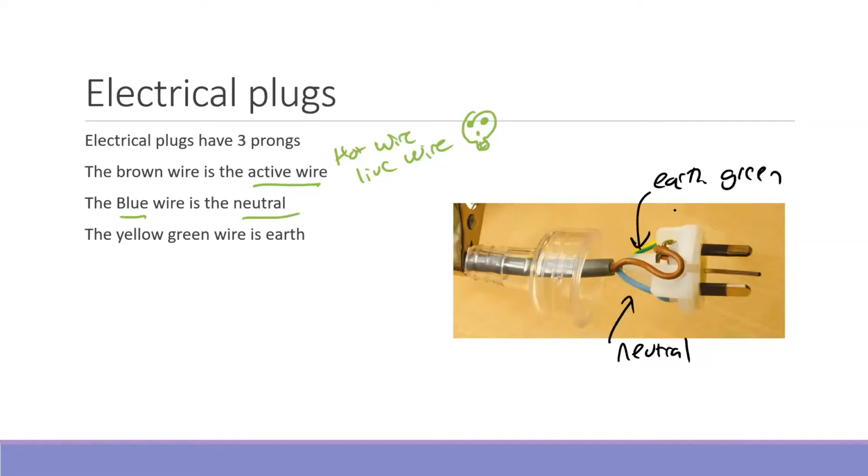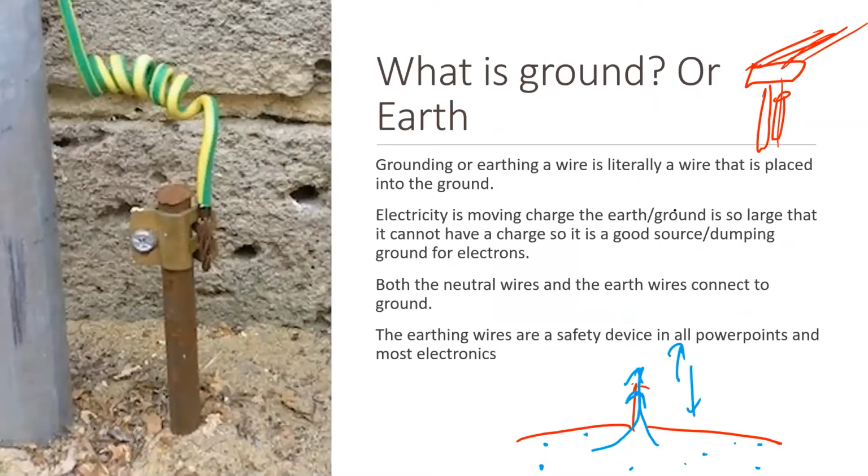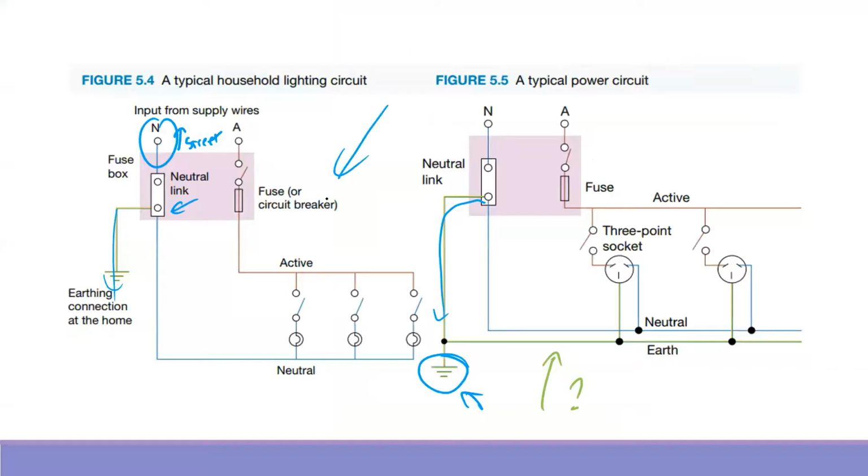But for Australia, these are the colors of the wires. Blue is neutral, brown is active, and green and yellow is earth. You can grab a look at this, right? You can actually see the earthing wire is green and yellow. So yeah, it sort of works with our narrative, sort of makes sense.